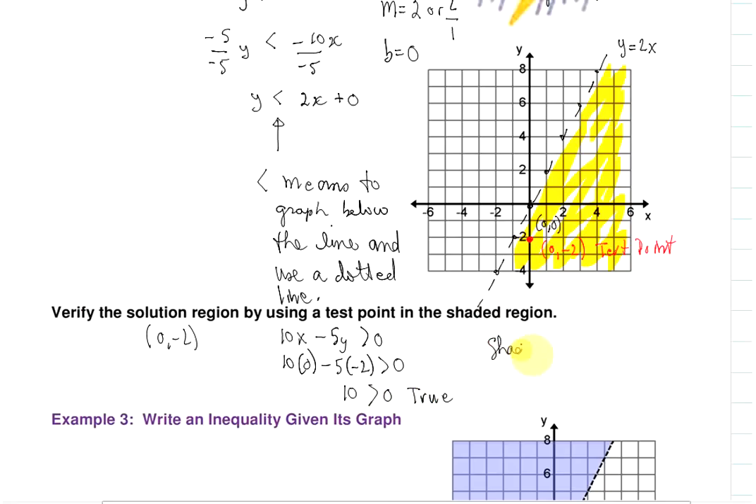So our shaded region is correct. Okay, so that ends our discussion on example number 2.